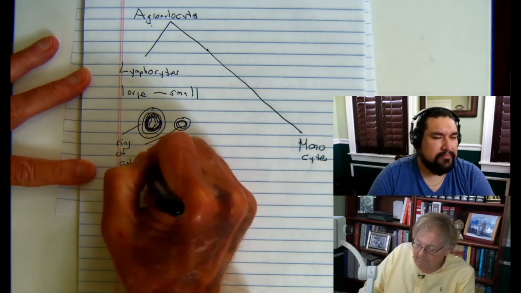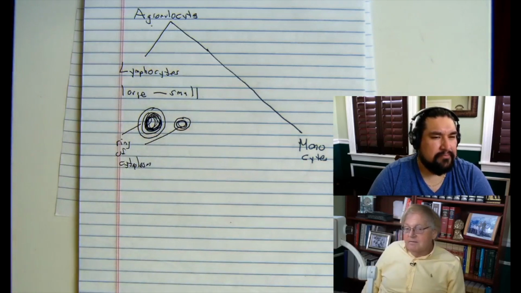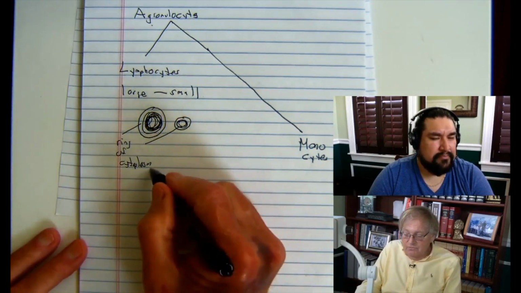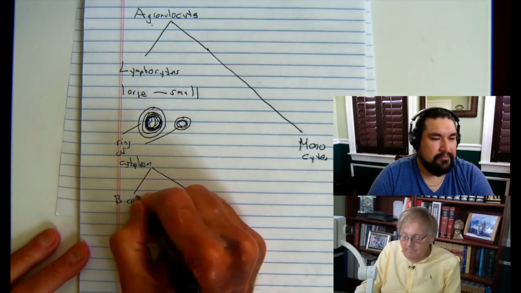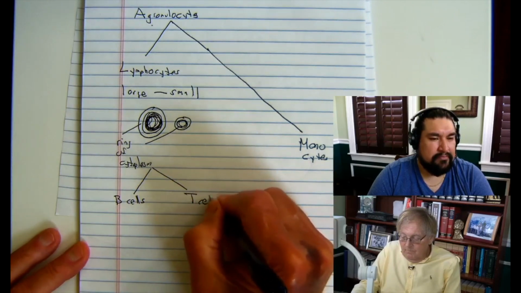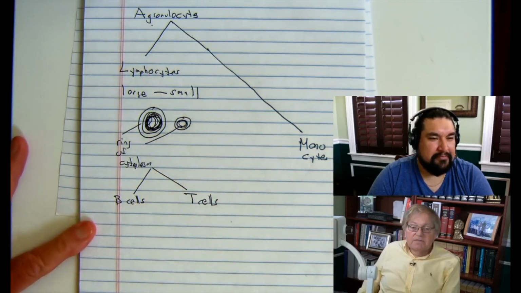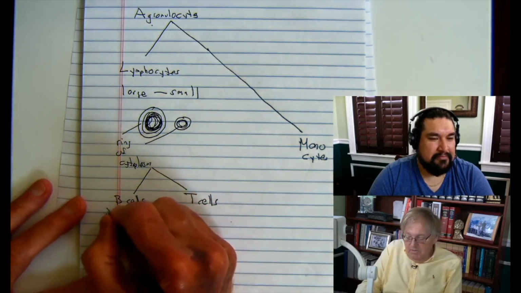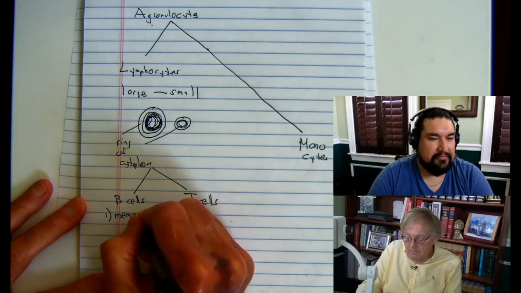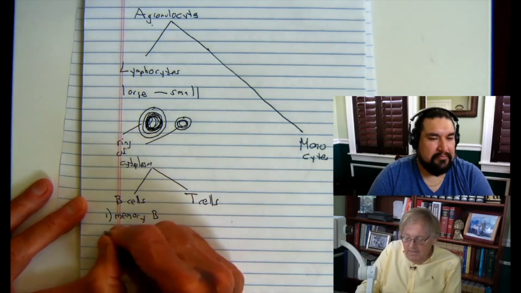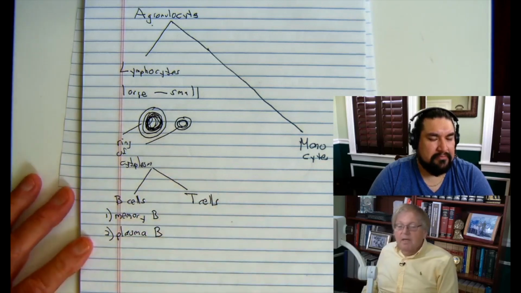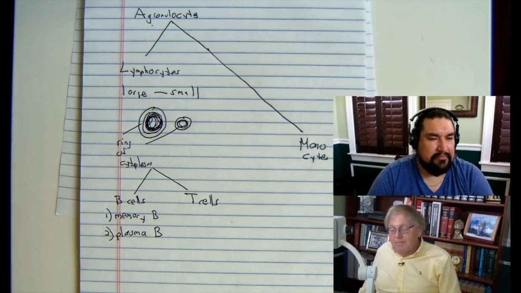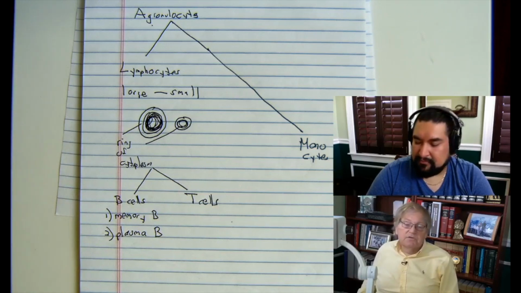So it's the giveaway. But now I've got to take that lymphocyte and break it down into either B cells or T cells. Well, let's see. B cells, I'm going to have a memory B, and I'm going to have a plasma B. Okay, so those are our two. Remember, memory, it's going to remember a prior exposure to something. Plasma just means it's the one that's going to be running around in my circulation.